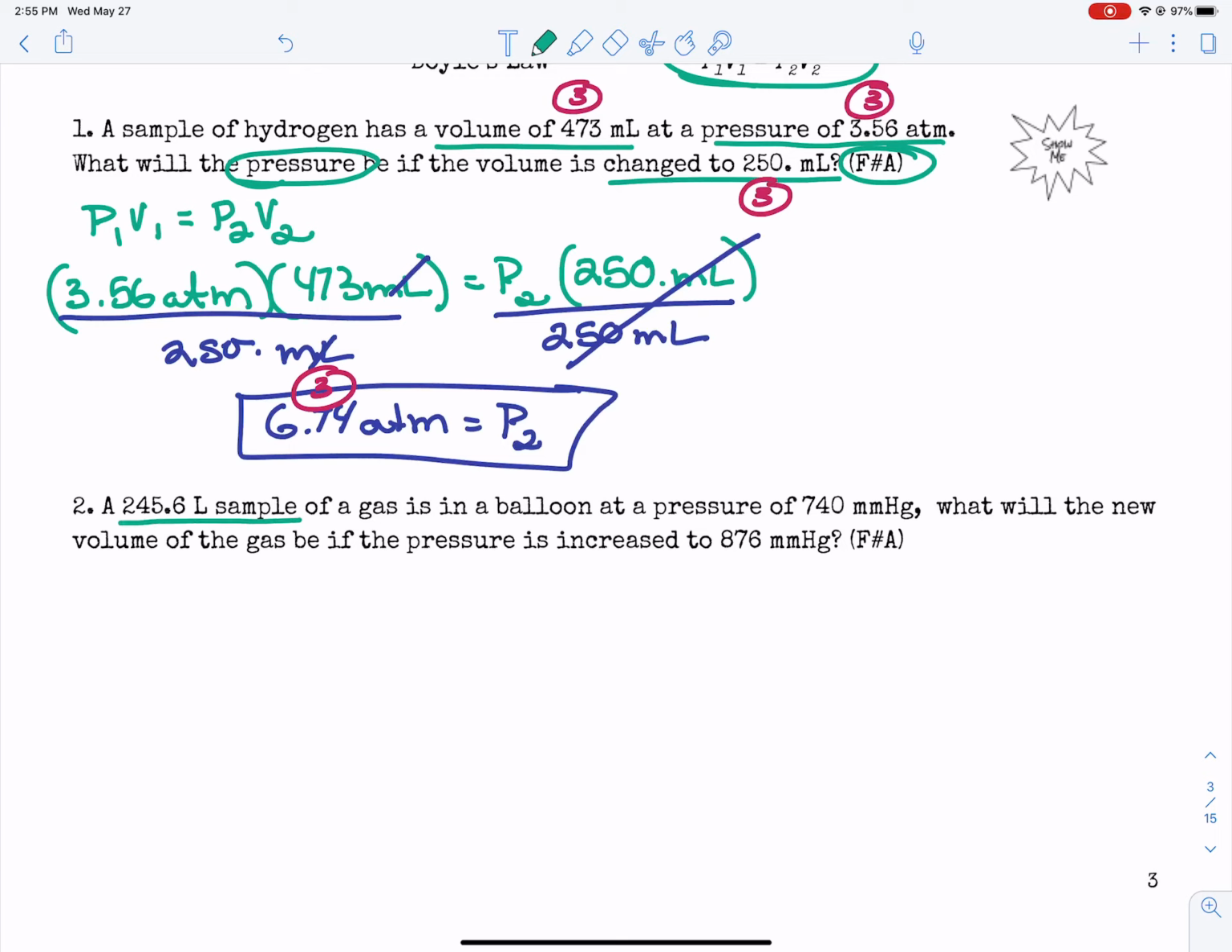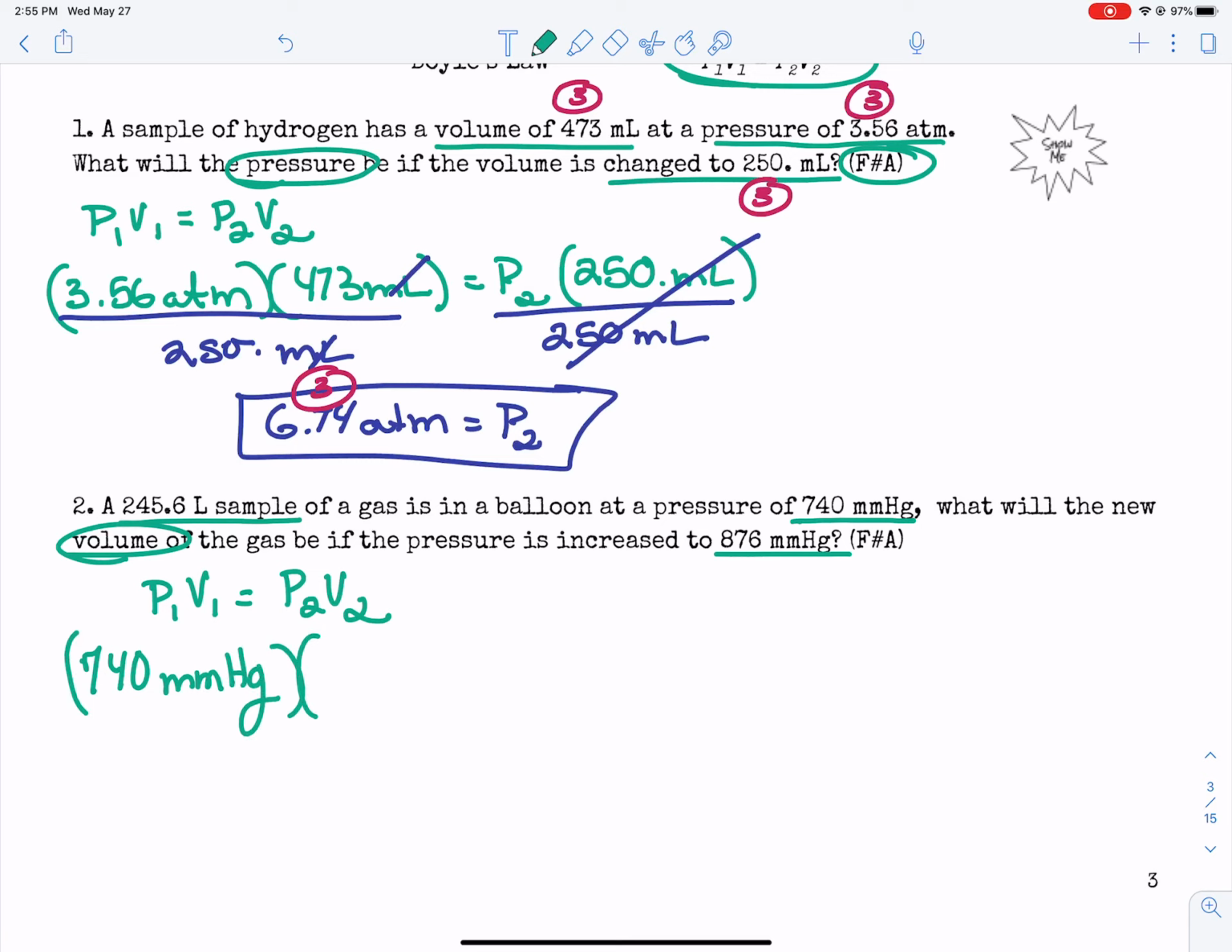a 245.6 liter sample of a gas in a balloon has a pressure of 740 millimeters of mercury. What will the new volume of the gas be if the pressure is increased to 876 millimeters of mercury? So P1V1 equals P2V2. My original pressure is 740 millimeters of mercury. My original volume is 245.6 liters. My new pressure is 876 millimeters of mercury, and my new volume is what I want to solve for.